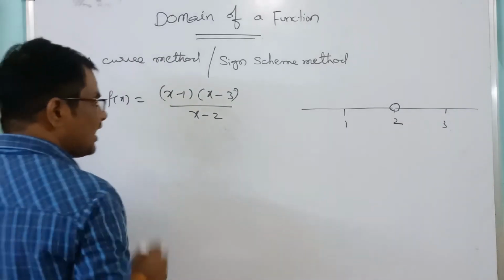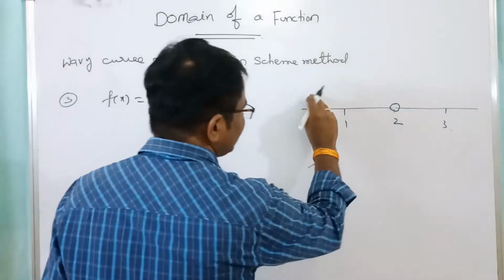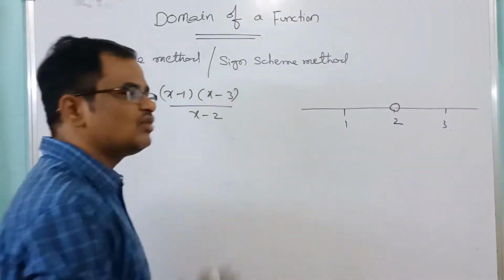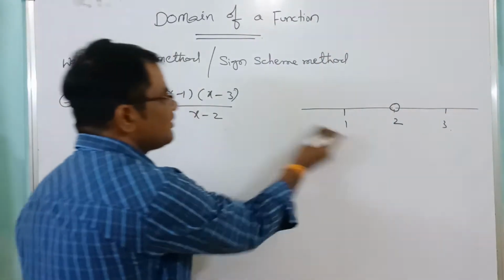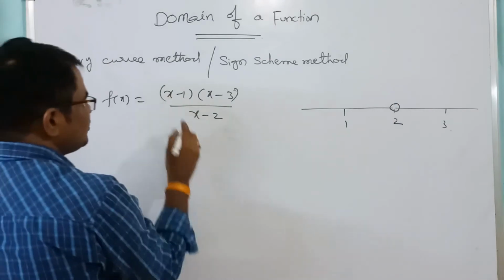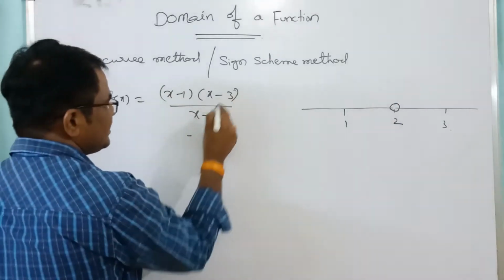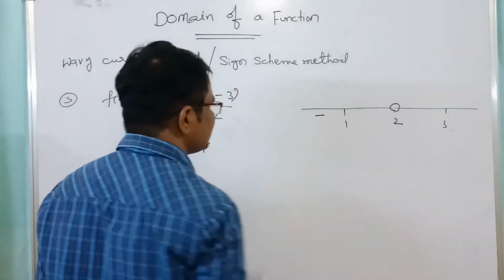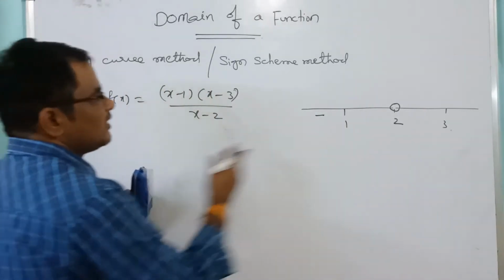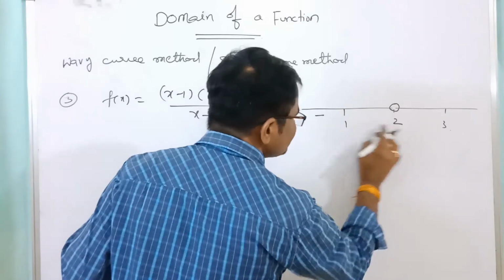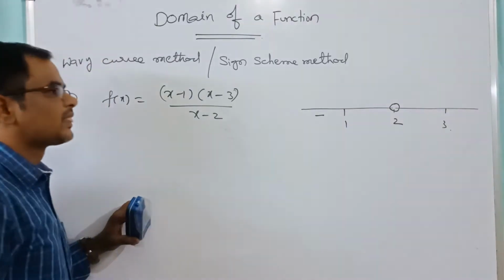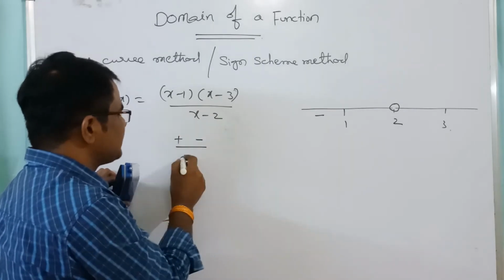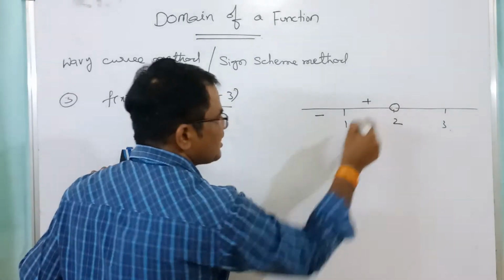Now after that we have to identify the behavior of the given function in each region, positive or negative. Less than 1, substitute any one value: 0. Here negative, here also negative, and negative divided by negative means this is negative. Next, 1 to 2, substitute any one value, 1.5: positive, negative divided by positive means it is negative... it is positive.